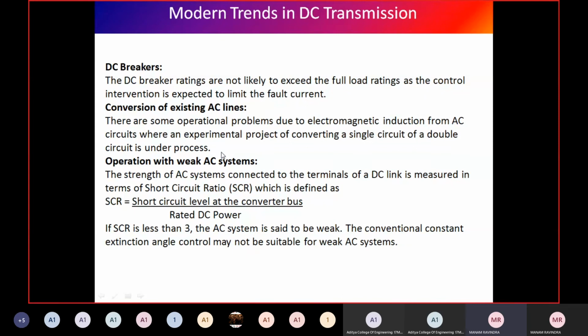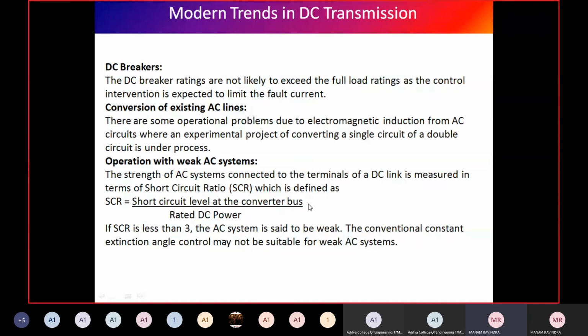The main thing is that the government wants to utilize what is already there and convert it into DC. We have three transmission lines in progress, and they want to convert that AC into DC. That is conversion of existing AC lines operating with weak AC systems. Here there is a formula called short circuit ratio. The strength of the AC systems connected to the terminals of the DC is measured by the short circuit ratio.